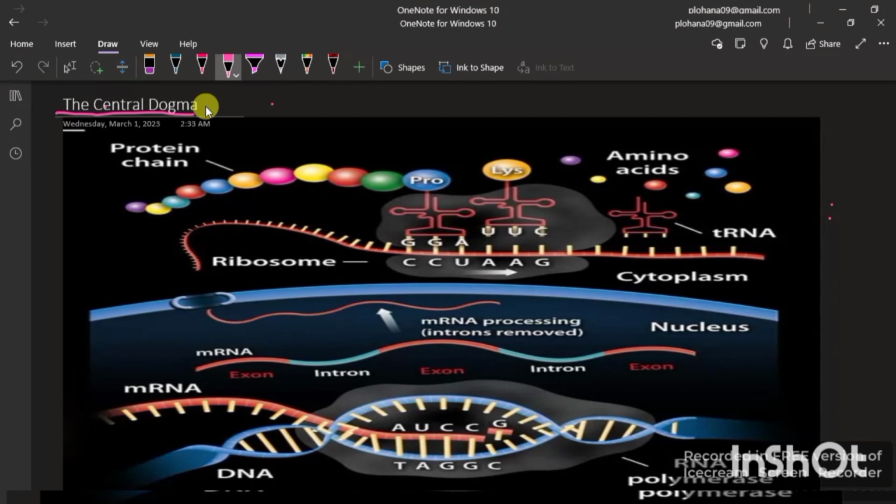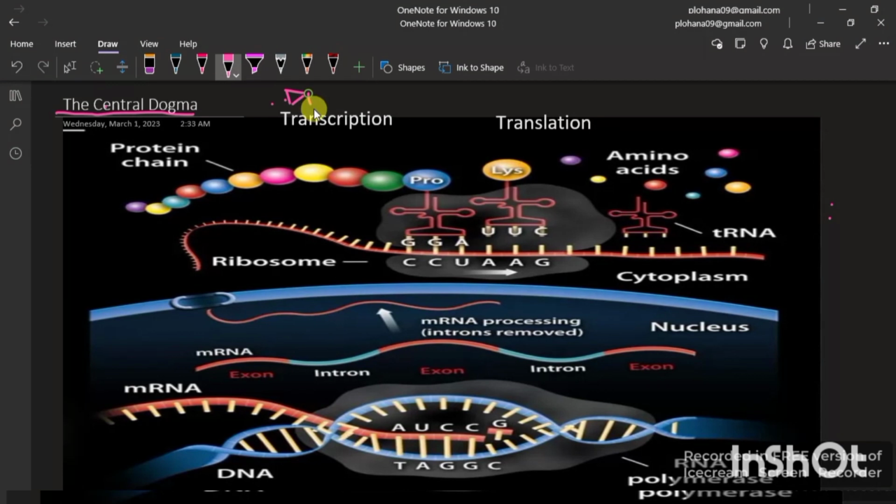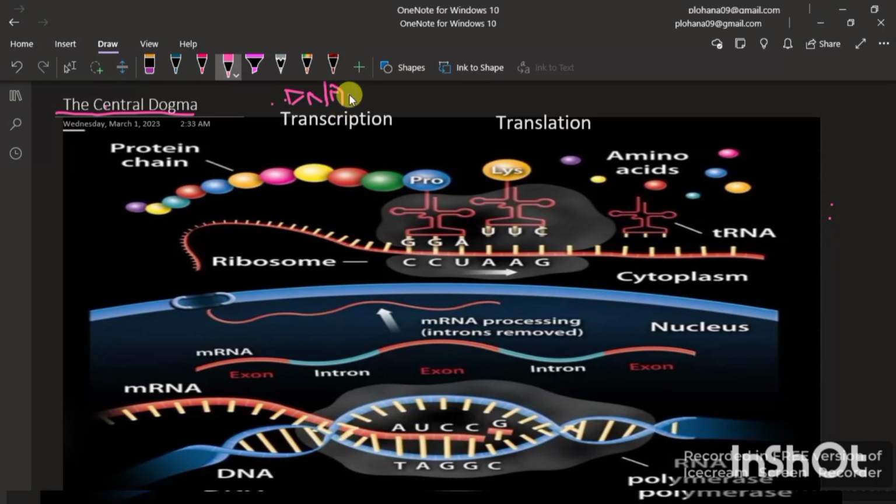Here we have two steps which are involved in the central dogma. The first step is transcription and another step is translation. As we know, DNA can give rise to RNA.